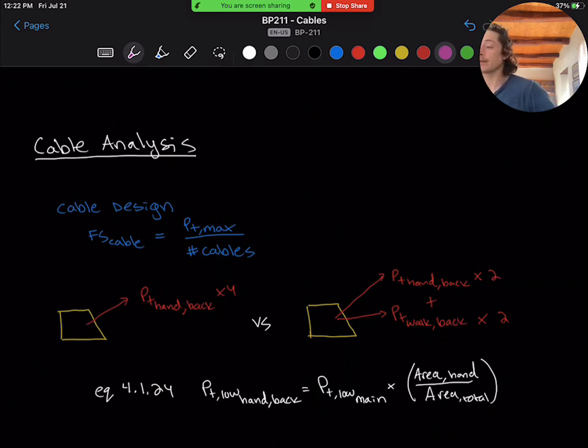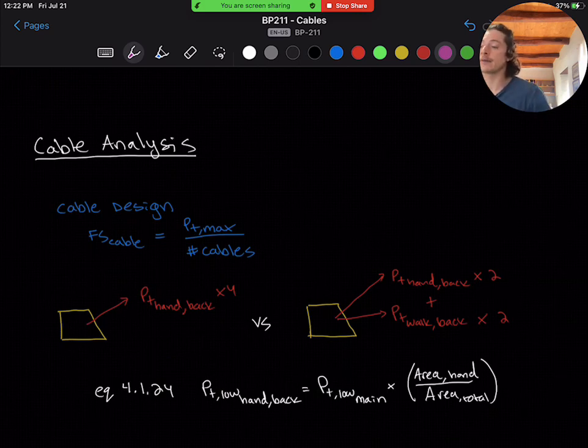And another assumption that we make is that the force is distributed by area. Because it is all the same cable material with the same stiffness, we can use area to distribute force. A good example is equation 4.1.24 in the bridge binder.